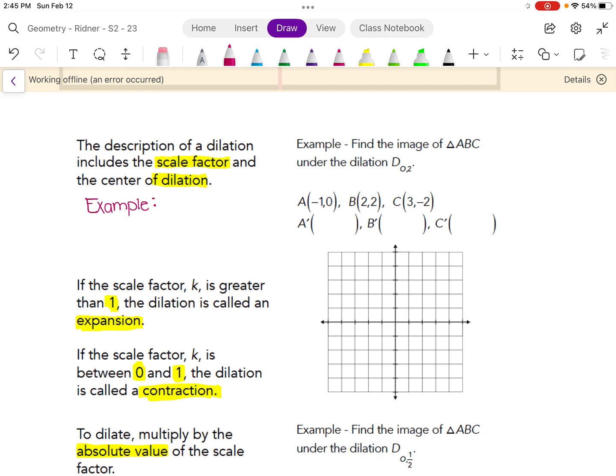D for dilation, and my pen's not wanting to work. I feel like this is the beginning of every video ever.